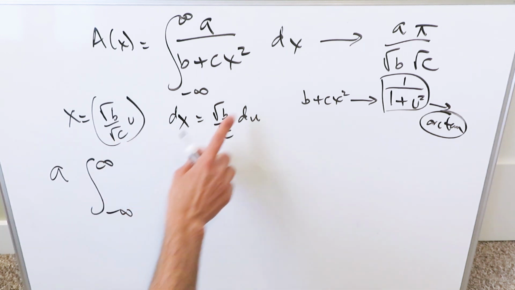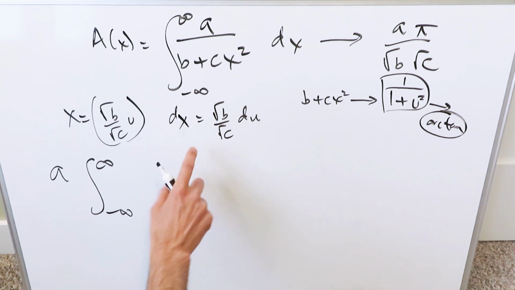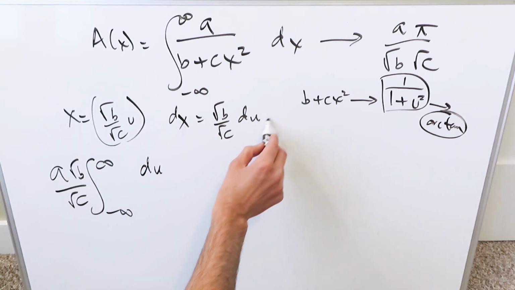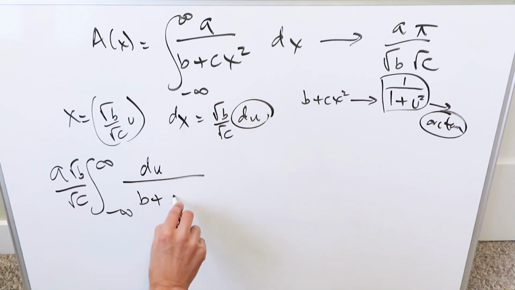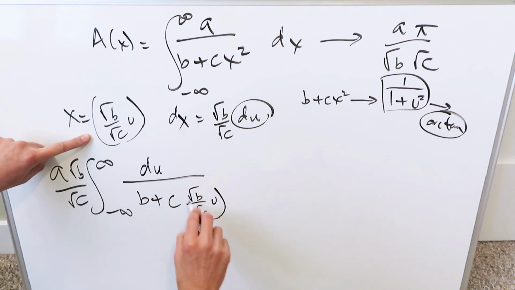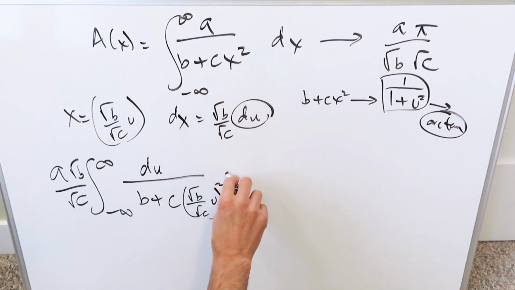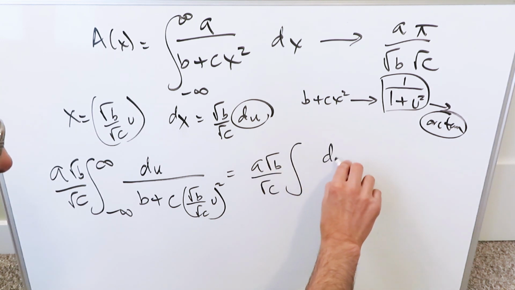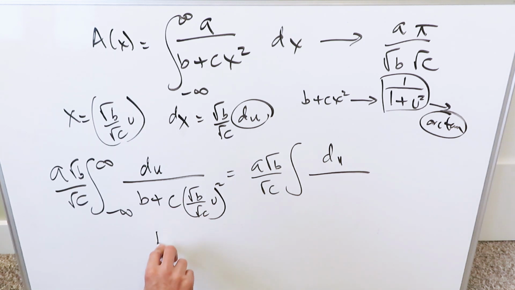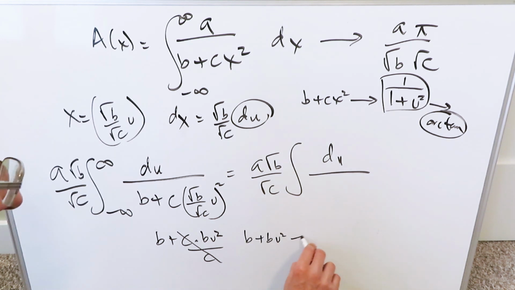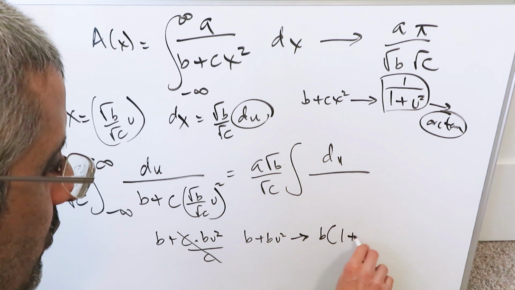Then you bring in these items. You know dx is equal to this. Well, I'll have here a root b divided by root c. Then I'll have here a du, as you see, all over b plus c, and I'll bring in the item for x. x is equal to root b over root c u, but I know it's a square because I have a square over here. When you clean this out, you have a root b over root c. I have an integral du over, let's look over here. I'm looking at b plus c times b u square over c. These cancel out. I have here b plus b u square. I can isolate. When I isolate, I'm looking at b times 1 plus u square.